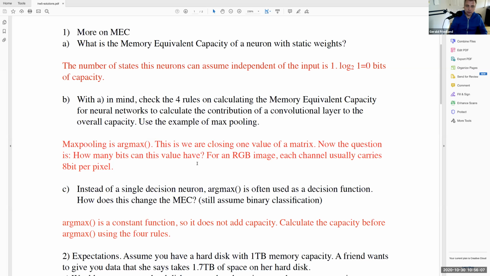Yeah. So now, again, if you were now saying, but I'm training something like a convolutional layer, then you have to see how many states can it assume, right? But that's different.